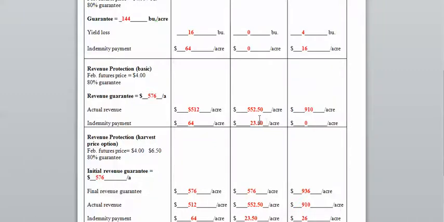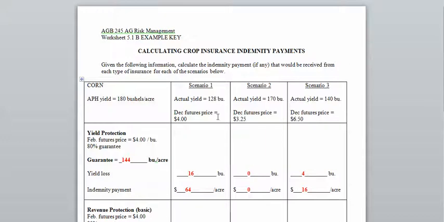So hopefully this example was useful to you and helps you to understand yield protection and revenue assurance.